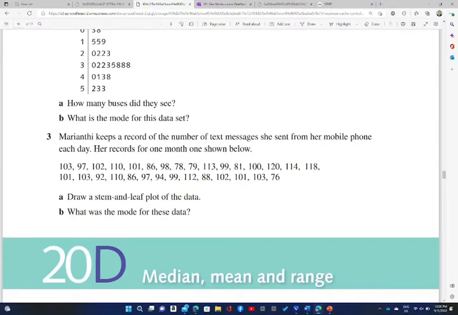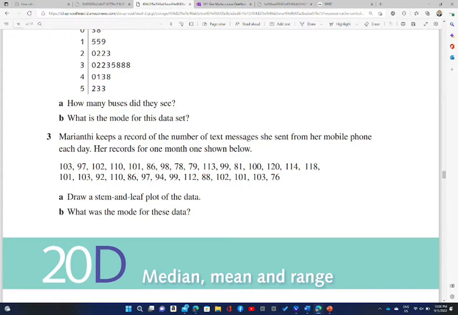Okay, so section 20D, we're talking about mean, median, and range. And we're just going to go through and talk about how to find each one of those. And these are all things that you've seen before.